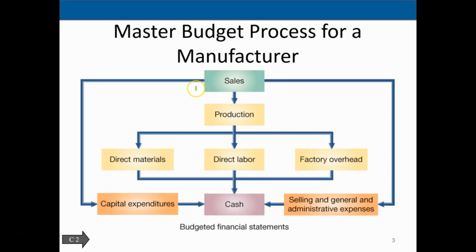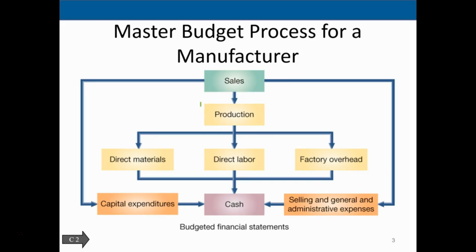We're going to start off with the sales component, meaning we're going to start off deciding how many units we're going to sell and what the sales price will be. We have to start there. Why do we have to start there? Because if we're in a manufacturing company, then we need to know how many things we're going to sell before we can think about how many things we're going to need to produce.